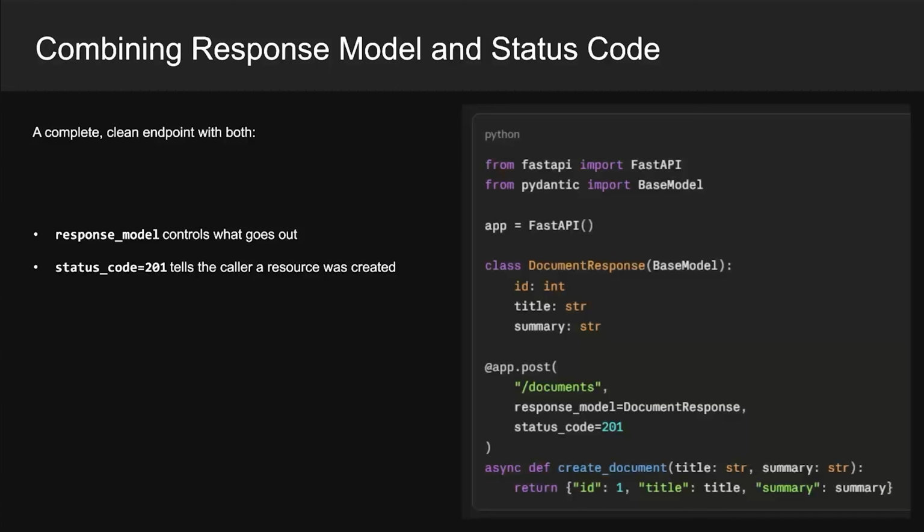Now, let's put it all together. This endpoint creates a document. It uses response model equals DocumentResponse to control exactly what fields the caller receives. It uses status code equals 201 to tell the caller that a new resource was successfully created. Both are set in the decorator. Nothing extra needed. The function itself just returns a dictionary. FastAPI handles validation, filtering, and status code automatically. This is what a clean, complete endpoint looks like: controlled input, controlled output, and correct status code.